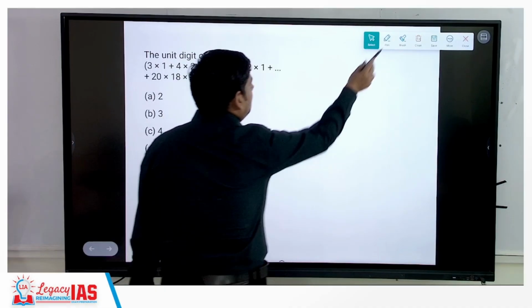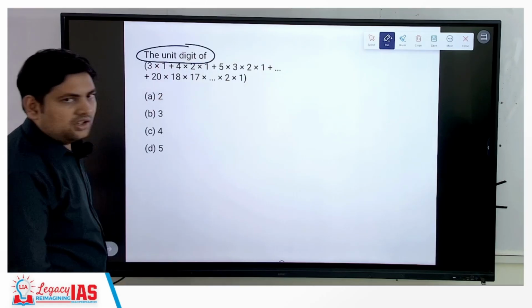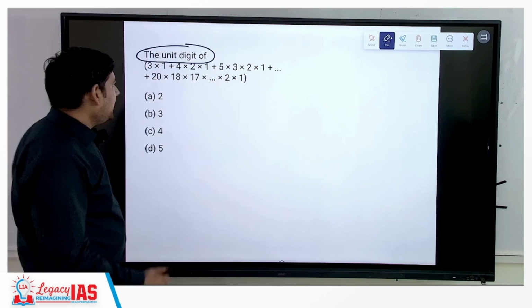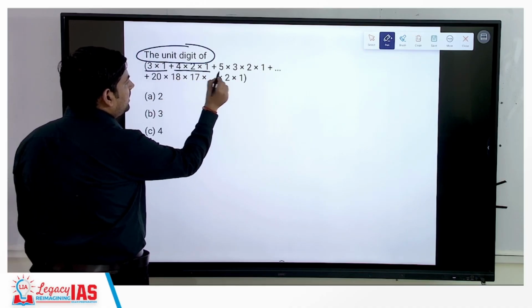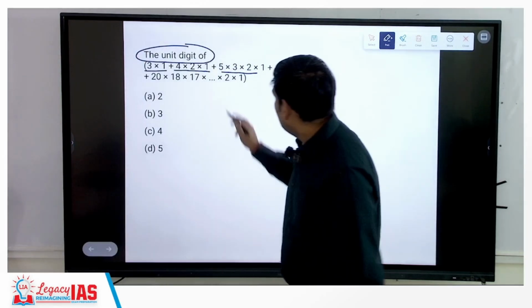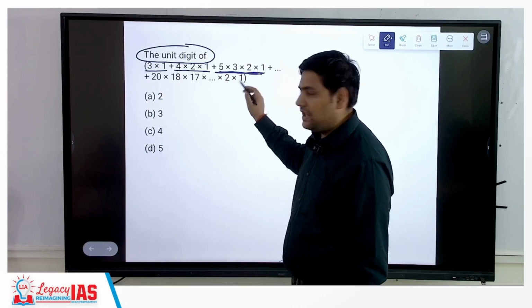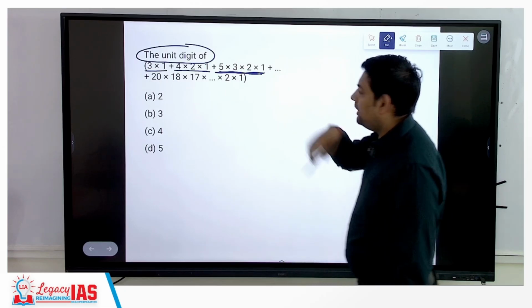Then what it says, it asks you for the unit digit of this expression. Now you see this expression carefully. Can you find a pattern and do it? See, the pattern is like this. So it is 3 into 1, then 4 into 2 into 1, then 5 into 3 into 2 into 1. What is the pattern here? The pattern here is, if you see this, 5 into 3 into 2 into 1, just after 5 the number is missing. After that you multiply it till 1.